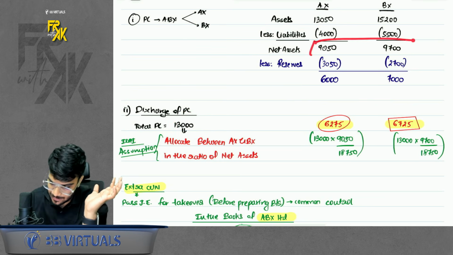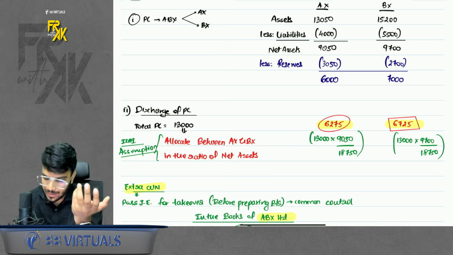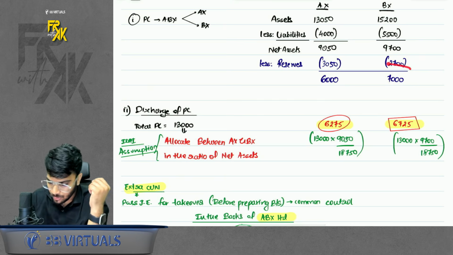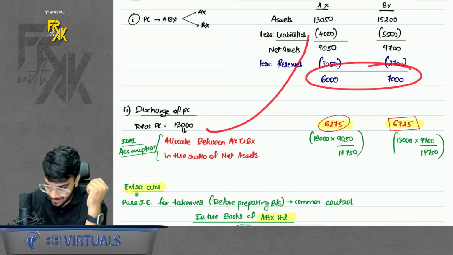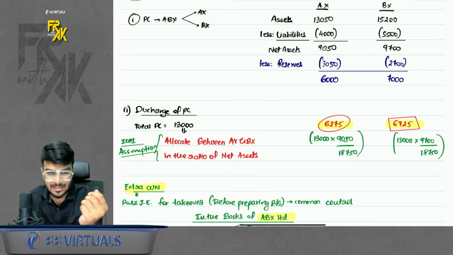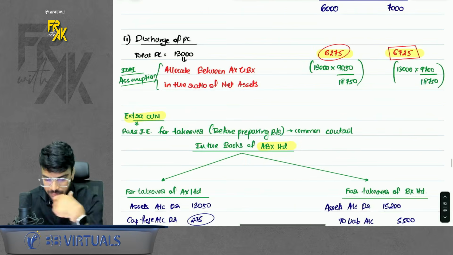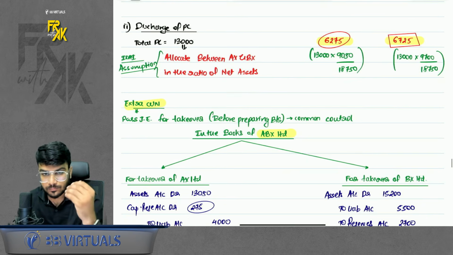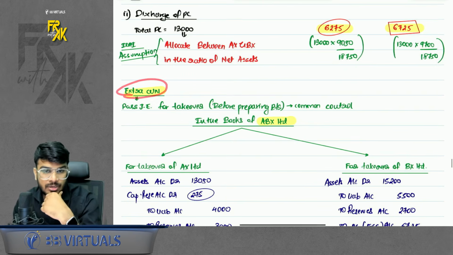That means in this ratio. Of course, you can directly give 6 and 7 also, but this is not what ICAI is assuming. ICAI takes the total of this and then gives to AX and BX in the ratio of net assets. So this is how we will solve in the class as well. Do remember this, this is ICAI's assumption. Anyways, let's proceed further.